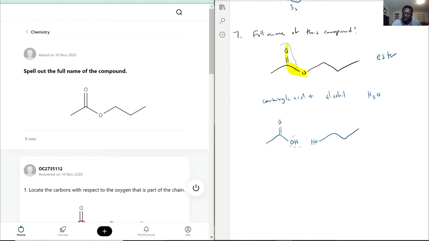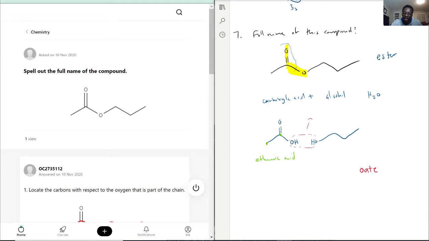Nonetheless, the way you name it is that we use the carboxylic acid end to end it, and it ends with -oate. So this molecule is going to end with specifically -oate. So what carboxylic acid do we have? Can we name this? Yes, we can. As you can see here, we have 1, 2. So because we have 2 carbons, that would be eth. So this is ethanoic acid.